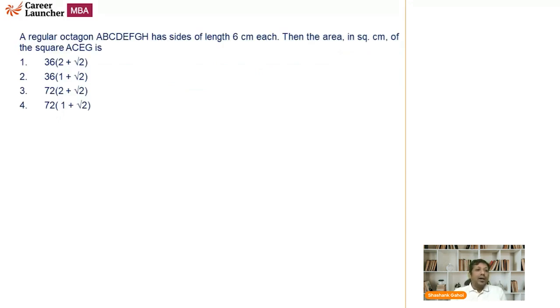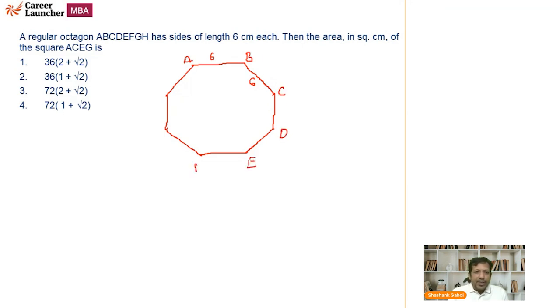Now, a regular octagon ABCDEFGH has a side length of 6 centimeters each. So I have this, this, this, and this. So this is 6, and all sides are 6. This is A, this is B, this is C, this is D, this is E, this is F, this is G, this is H. Area of square AC.